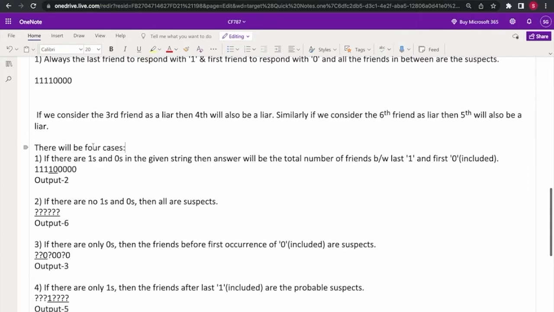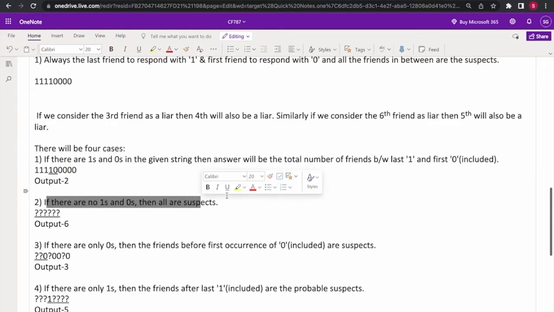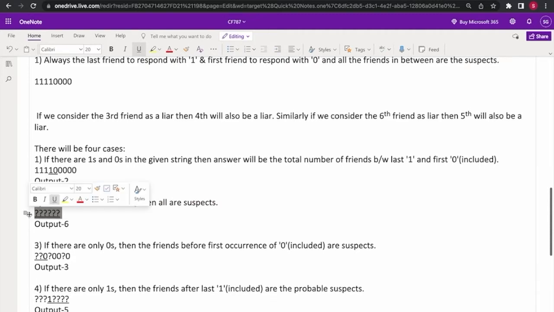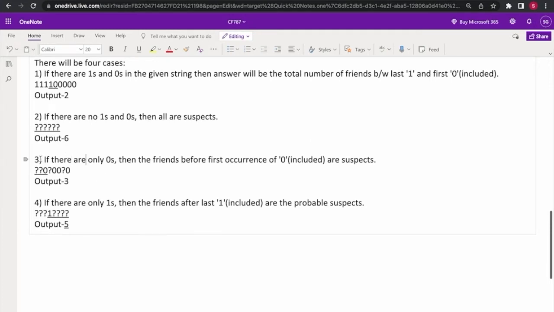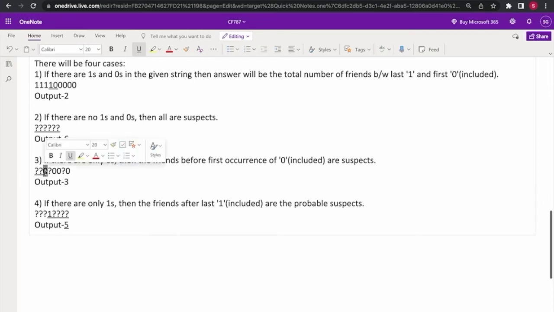So we'll have 4 different cases. In the first case, we have only ones and zeros in our string. In this case, only these two could be the probable suspects. So the output will be 2. In the second case, there are no ones or zeros, so we can't say anything about any of them, so anyone could be the suspect. Now in the third case, we have only zeros in our string and no ones. So of course the first 0 and anyone before it would be the suspect. Anyone after it would not be the suspect because in that case we'd have more than one thief, which is not possible again.